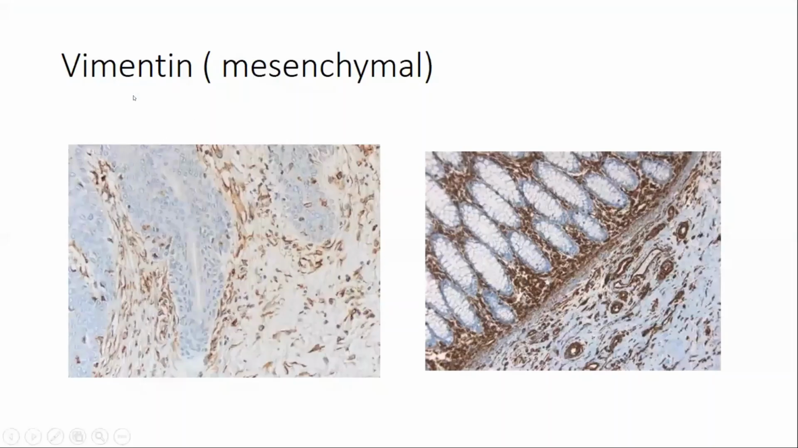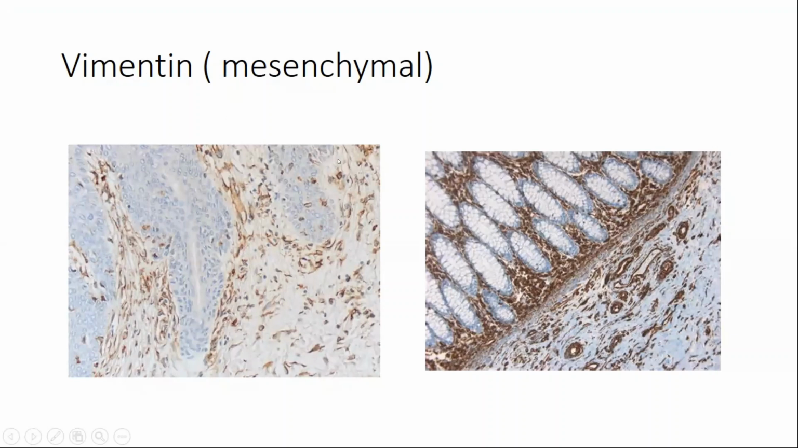This is vimentin for the sarcoma, mesenchyma. You can see this is the epithelial cells. This is the mesenchymal part. So the stain only picks up the mesenchymal component of the tissue. That's how we know, let's say this is the tumor cell, if it stains positive, we know that they are actually of mesenchymal origin. Same, this is the colon.